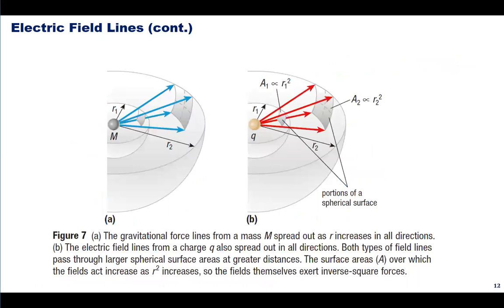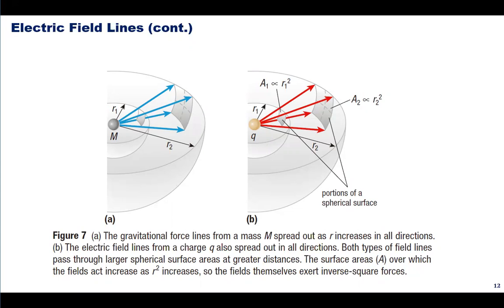According to Coulomb's law, the force between two point charges varies as 1 over r squared, where r is the separation between the two charges. In a similar way, the electric field produced by a point charge also varies as 1 over r squared. The electric field thus obeys an inverse square law, just as the gravitational force does, which is shown here in figure 7a.